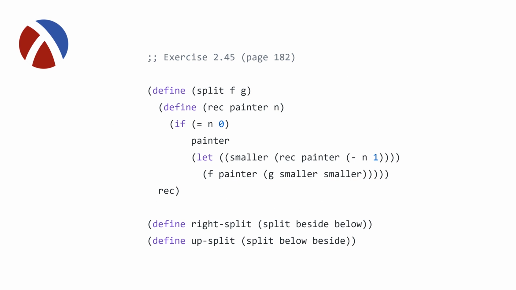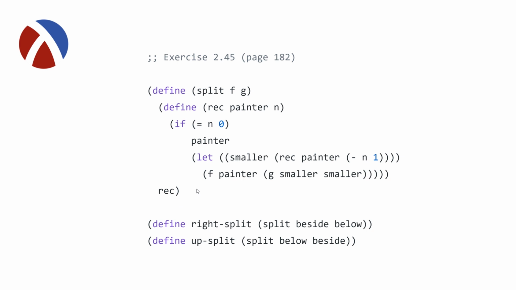So the abstract version, which we're calling split here, just takes 2 operations f and g, and due to the fact that we're going to need to recursively call this, we need to define an intermediate function, which we'll just call rec for recursive, which takes our image painter and our value m. And then the body of this is basically the exact same as what we saw for upsplit and right split, except now we've replaced upsplit and right split with rec, and our 2 operations f and g, which used to be beside and below, are now replaced. And at the end of this, we just need to return rec.